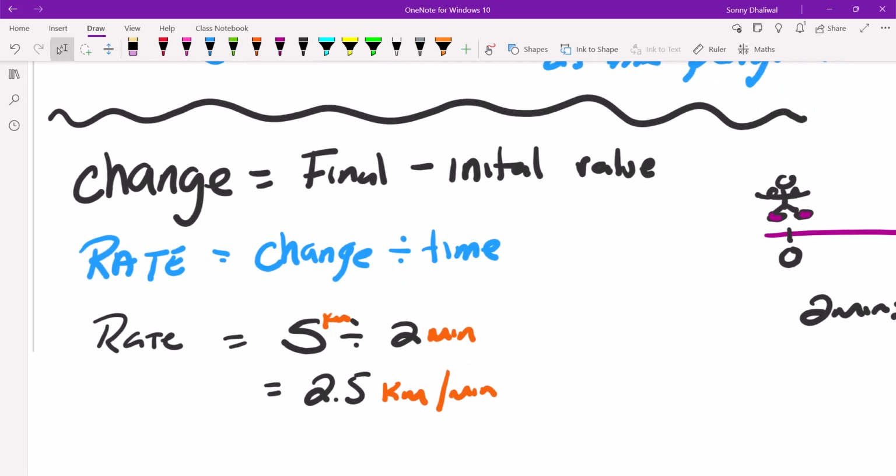Now, in science class, you measure change all the time, or you will be. Like, how long did it take for the pH to change? How long did it take for this color to change? How long did it take for this substance to warm up? It's always whatever the change is, like the temperature went up, divided by how much time it took. Okay. So that is it for the notes, and I'll come around and help you.